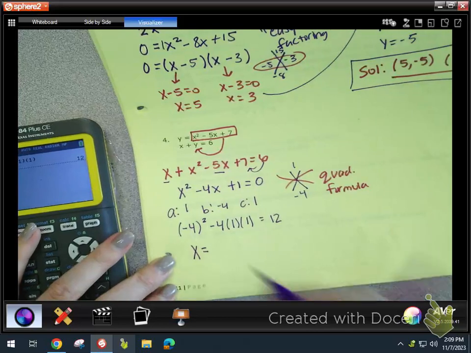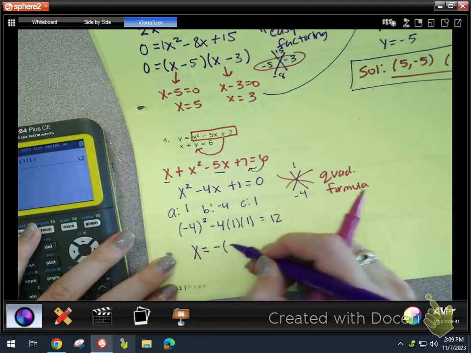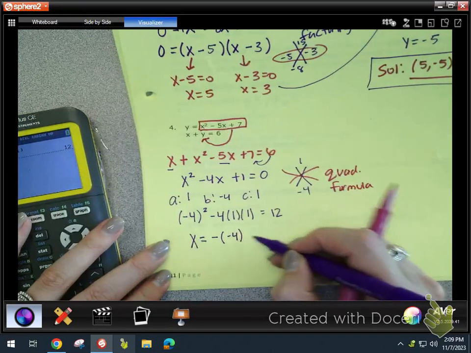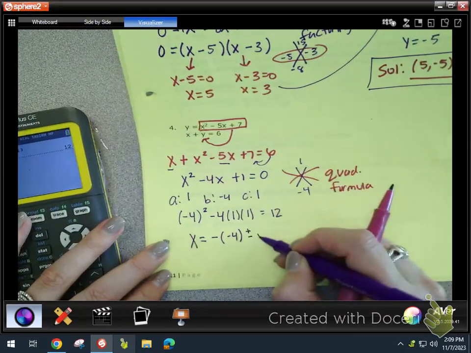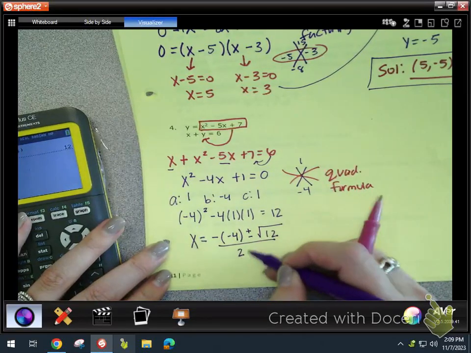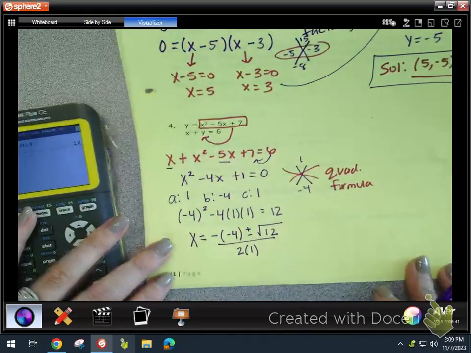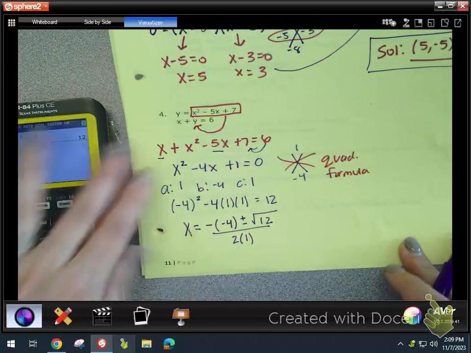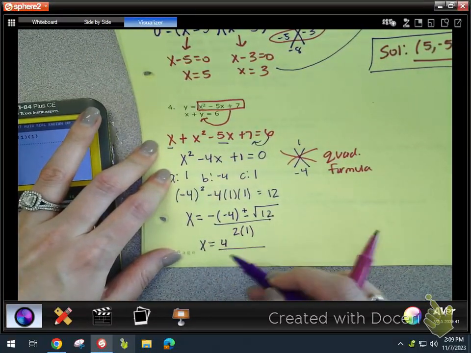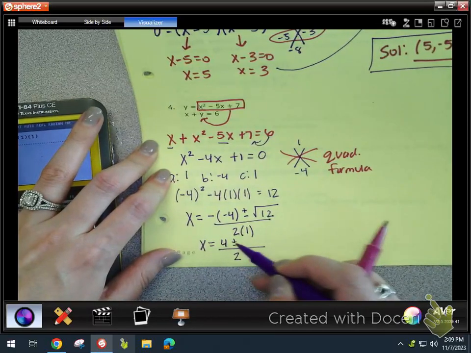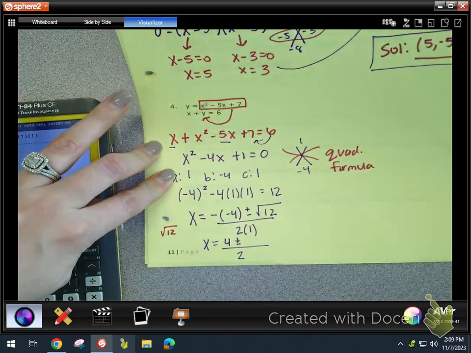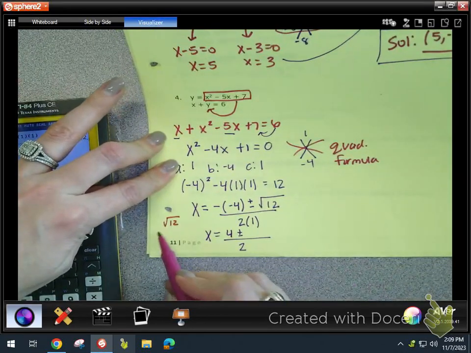To the formula. X equals negative B, which will be positive. I write the double negative and then fix it. Plus or minus square root of 12 over 2 times 1, which is 2. So I'm going to have a positive 4 over 2 plus or minus. I've got to simplify square root of 12. 4 times 3, so 2 square roots of 3.